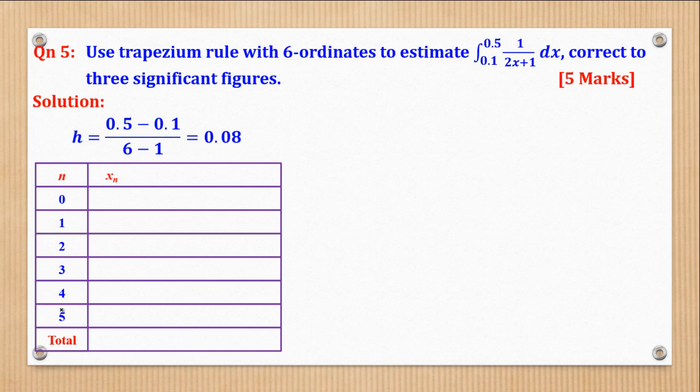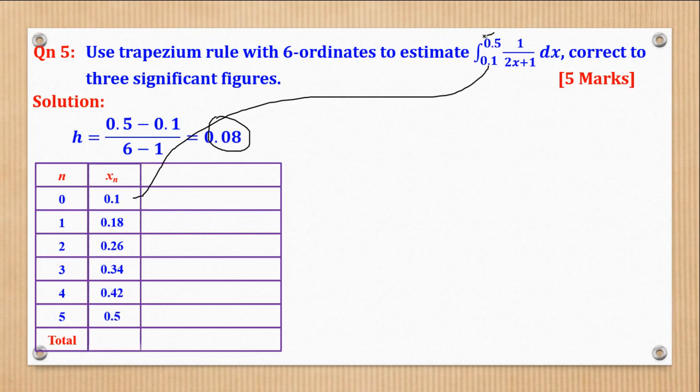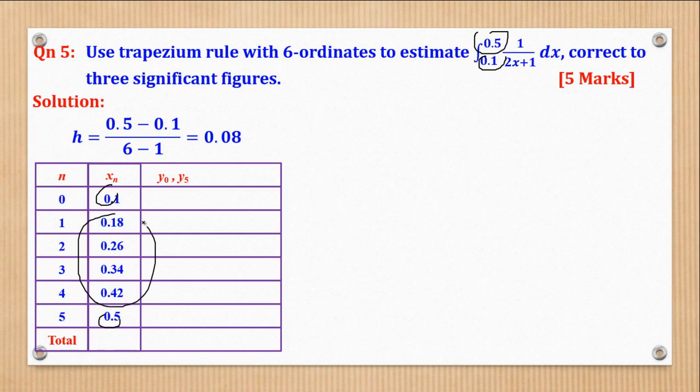Then you will go to the values of xn. The first starting value is this here. Then keep on adding this like that until you reach the upper limit. Then from there, the values of y are split into two: extreme values and intermediate values. Extreme values are these ones, using these ordinates, the first and the last. Intermediate are these ones in between.